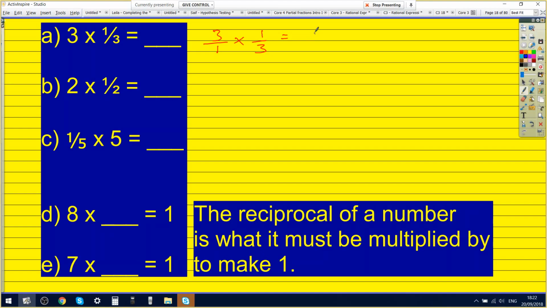3 over 3. And what is 3 divided by 3? 1. Yeah. And so 3 times a third is 1. Part B, 2 times a half.